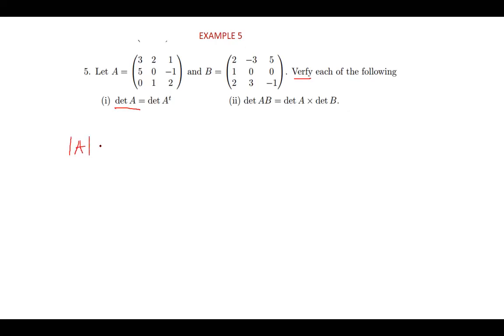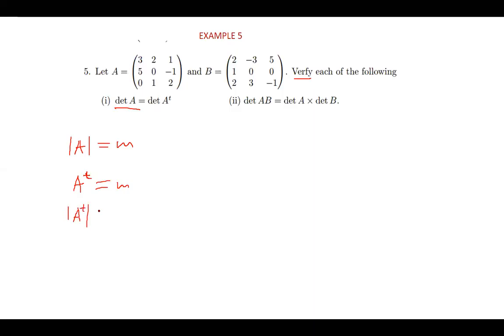When you find the determinant of A, you write it, and you also first find the transpose of A. Remember what we talked about previously. We said the transpose of A is found by just changing all the rows into columns. So you find the transpose of A, you write it, and then find the determinant of this transpose.